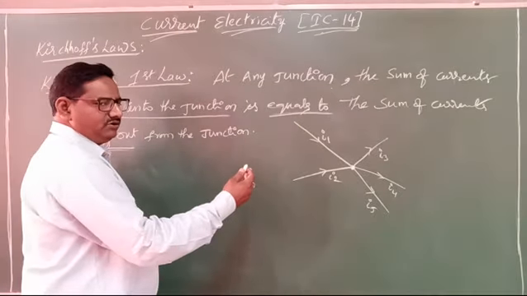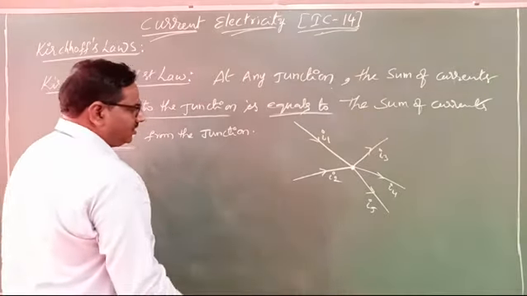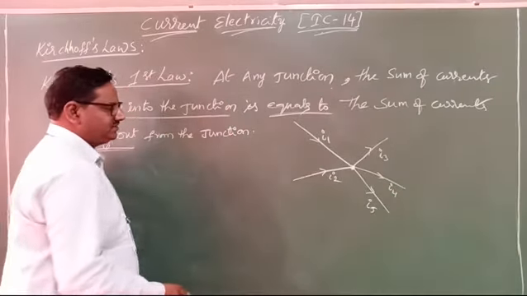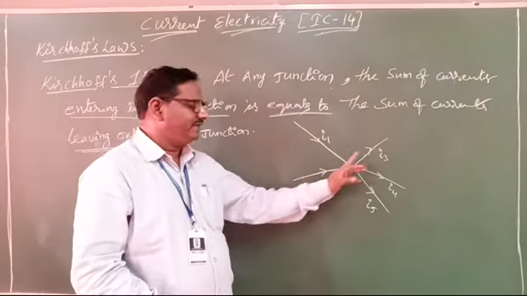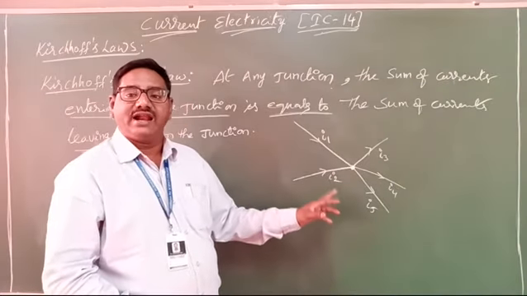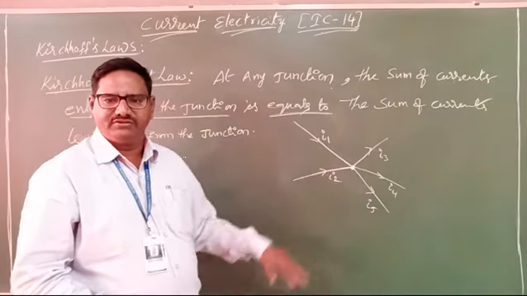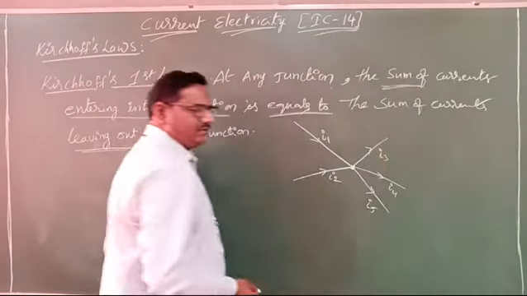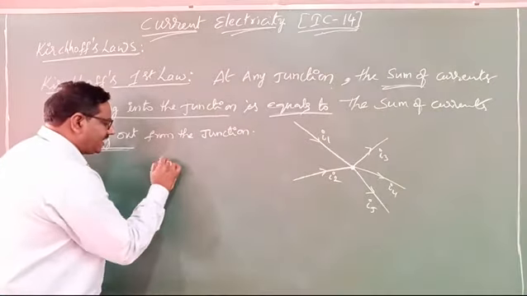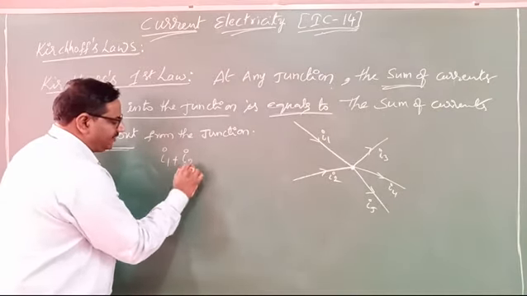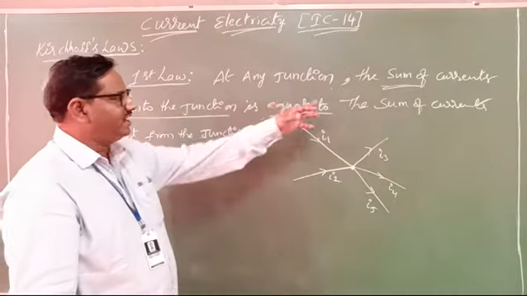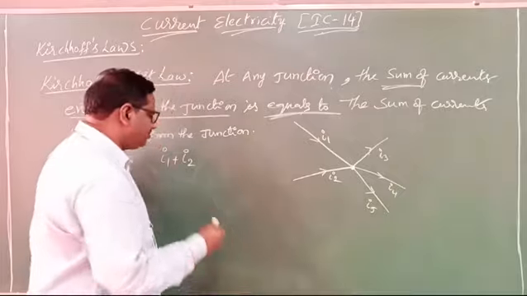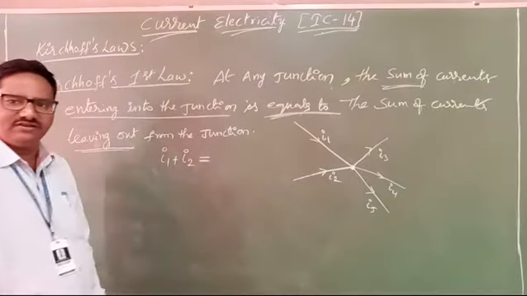To explain this law, how many currents do I take here? Simply I consider 5 currents: I1, I2, I3, I4, I5. I1 and I2 enter the junction. So what do I write here? Sum means addition. So the sum of currents entering into the junction is I1 plus I2, equals.